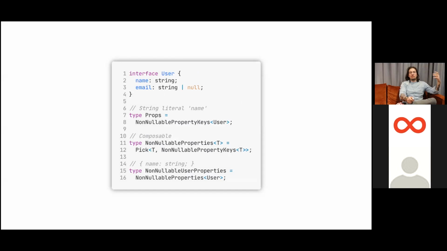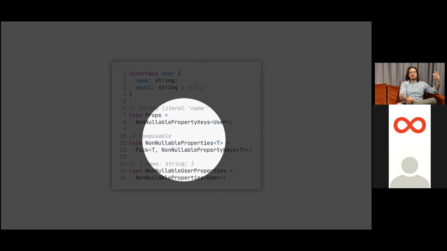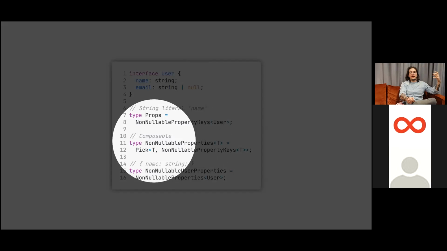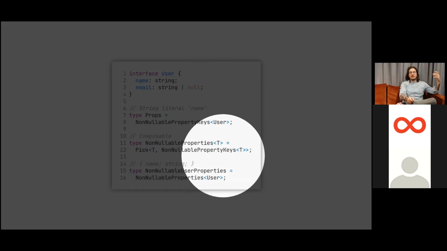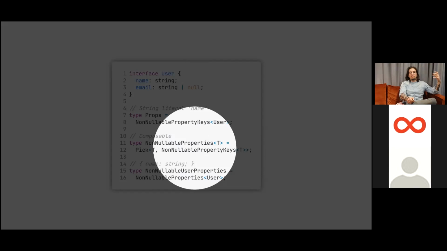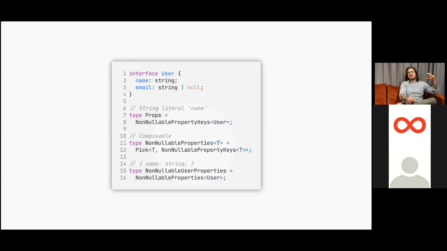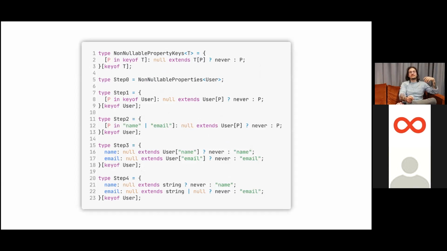And we want to make it composable, right? So maybe we just want to create a NonNullablePropertyKeys type, which will pick only the non-nullable property keys. So we want to use it like you've seen Omit uses Pick and Exclude. So let's start. This is what the declaration looks like.